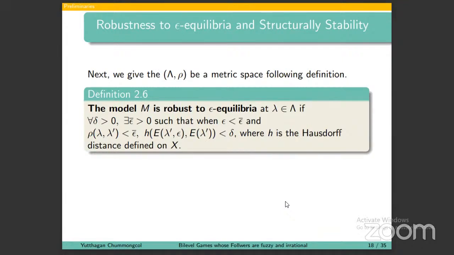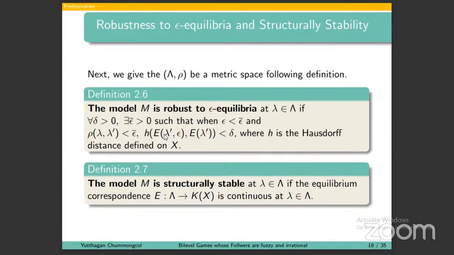if for all delta greater than 0 there exists epsilon bar greater than 0 such that when epsilon is less than epsilon bar and rho of lambda and lambda prime is less than epsilon bar, the distance between the epsilon equilibrium and the equilibrium is less than delta. And the model M is structurally stable if the equilibrium correspondence E is continuous on the set of parameters lambda.